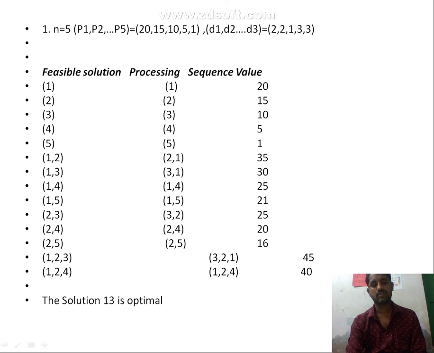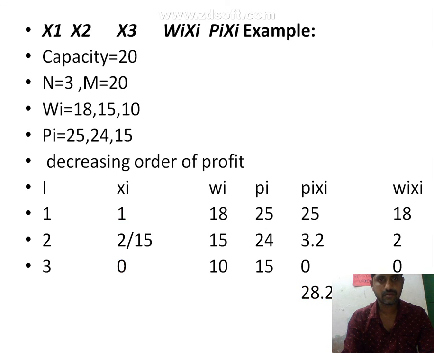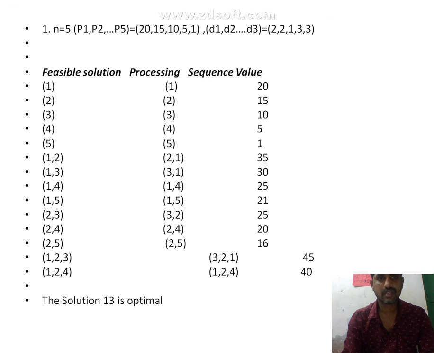So the solution is 1, 2, 3. The sequence is 1, 2, 3, and the processing order is 3, 2, 1, which gives the maximum profit. So therefore, the feasible solution is 45 for the given problem instance. Okay. So likewise, we have to construct the feasible solution, and there is a processing sequence then. See here.